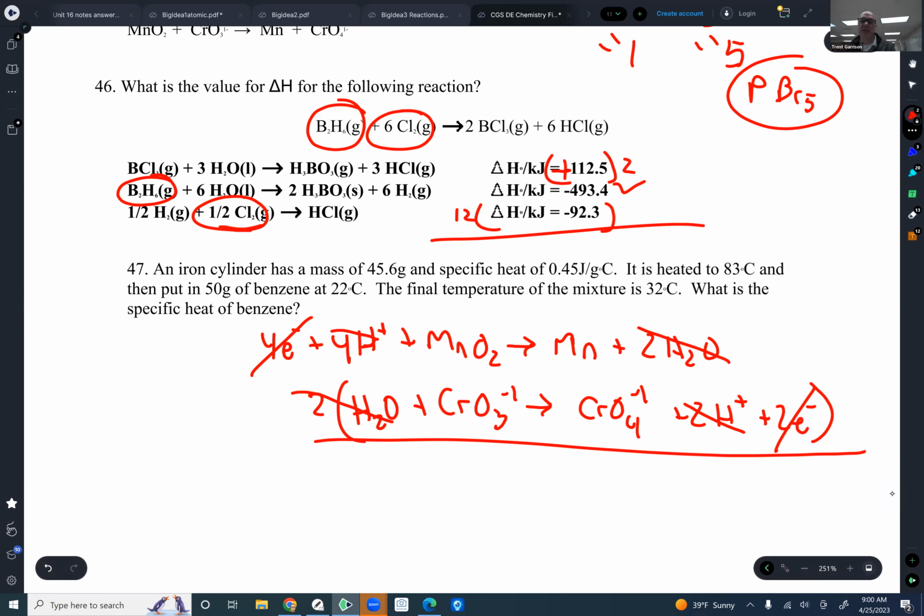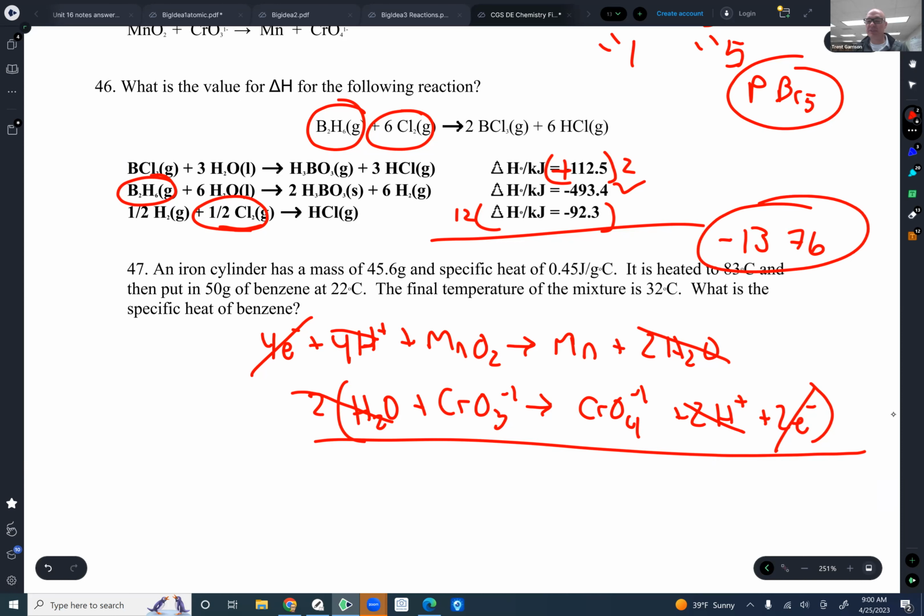So that's going to become a positive, and it needs to multiply by 2. We get our final answer by summing all of that together: 112.5 times 2, and that is a positive, minus 493.4, minus 12 times 92.3, and I get negative 1376. All right, last question.